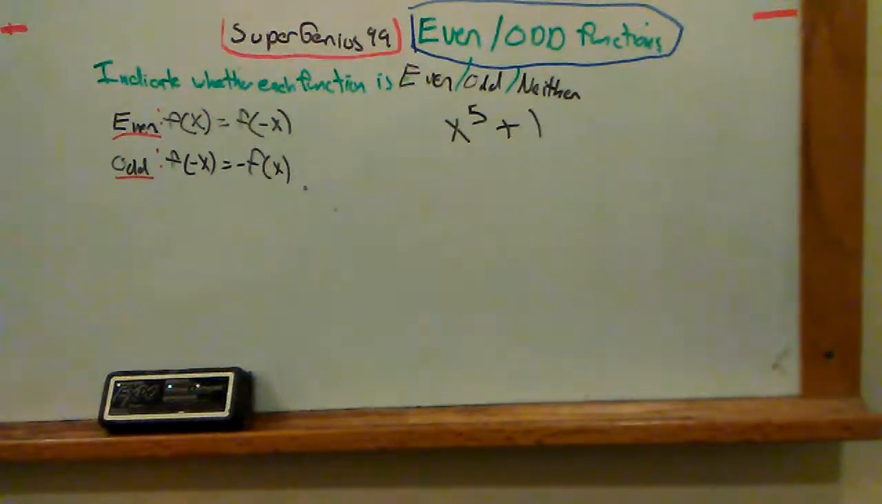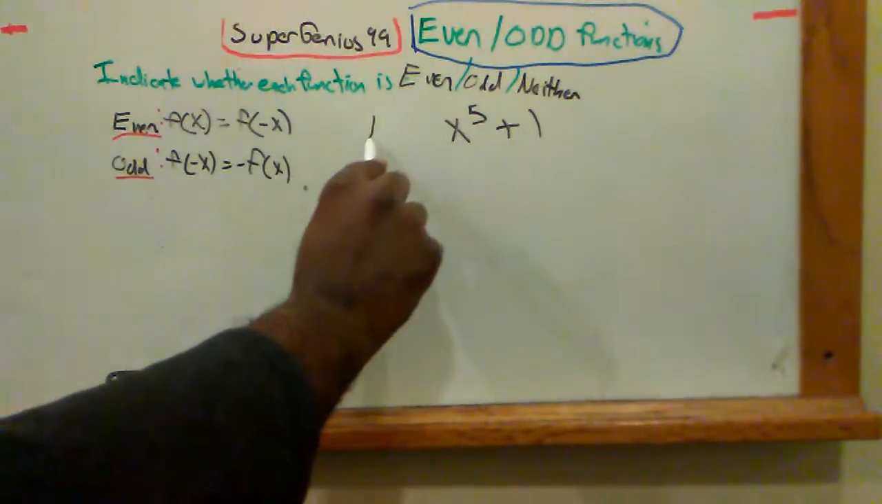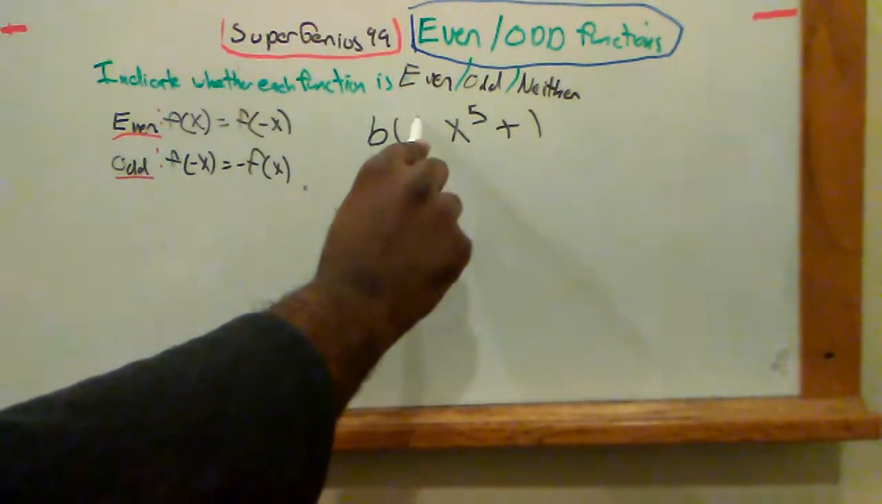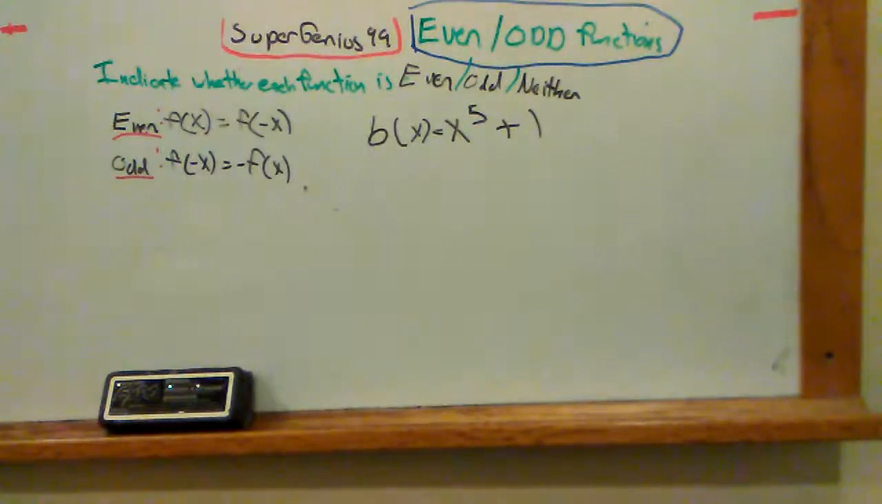Alrighty. Here we have x to the fifth plus 1. Let's plug in a negative. Oh, you probably want a header, right? Let's call this b of x. I know b's not good, but let's just call it b of x. Okay, just for labeling purposes. Okay, let's plug in negative x and see what happens.